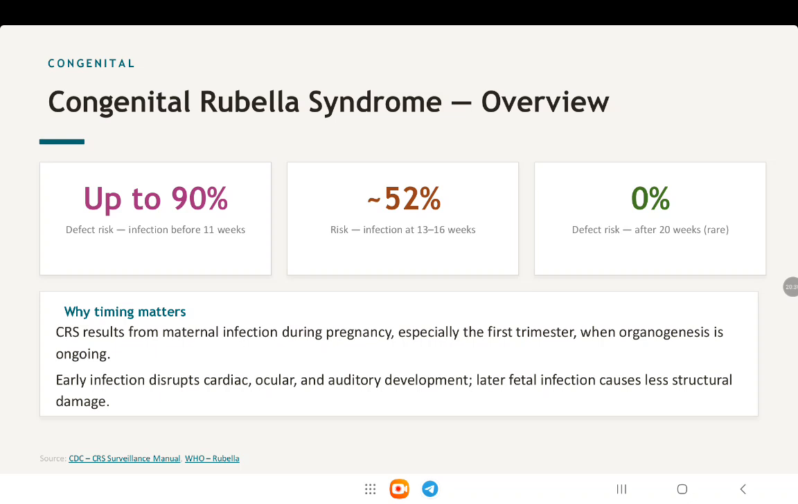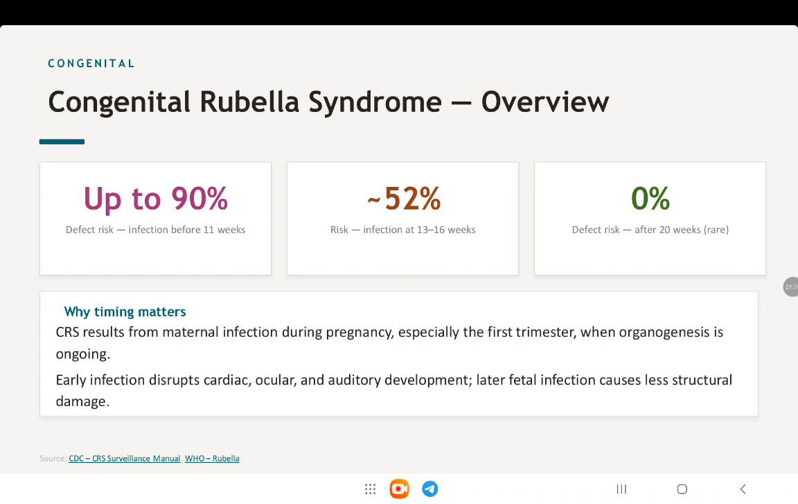When the virus enters the fetus in the first trimester, there is a 90% chance of developing serious birth defects. Between 13 and 16 weeks, the risk decreases, but it is still significant. After 20 weeks of pregnancy, the risk of major congenital defects becomes very low. For that, it is important to determine the time of infection of the pregnant woman: the first, second, or third trimester.